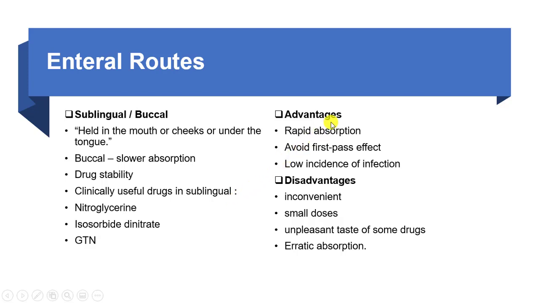If we talk about the advantages of these routes, they are rapid absorption, avoiding first pass effect, and low incidence of infection. As I said before, the sublingual and buccal routes have rapid absorption, and they are used to avoid first pass effect. When we give medications via the sublingual route, we avoid the first pass effect, essentially because of the proximity of capillaries in that region. Also, there is low incidence of infection.